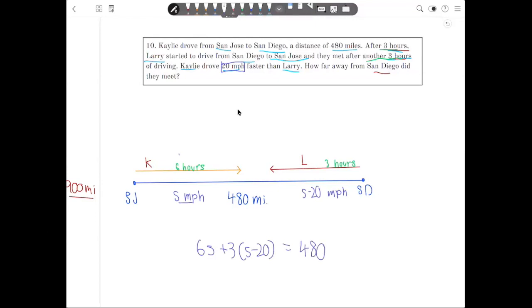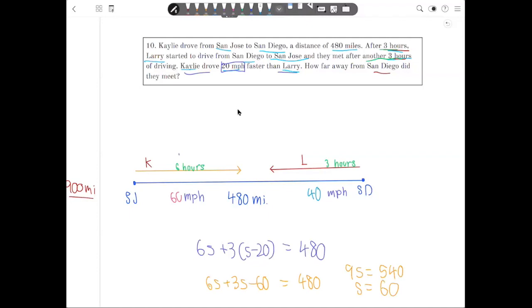Because Kaylee drives 20 miles per hour faster than Larry, her S is 20 more than his S minus 20. So 6S plus 3S minus 60 is 480. That means 9S is 540, or S is 60. Okay, so now we know that Kaylee's driving at 60, and Larry's driving at 40, since Larry is 20 slower.